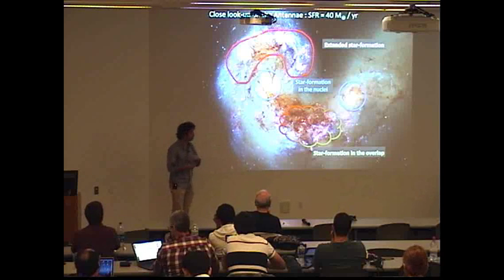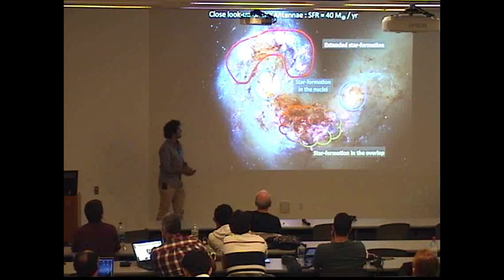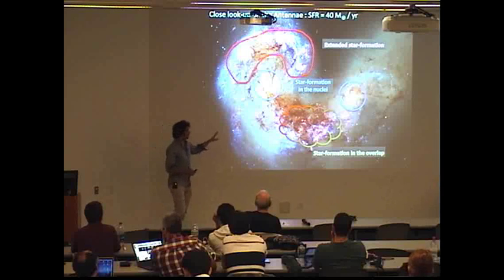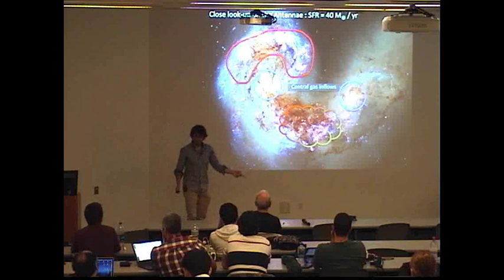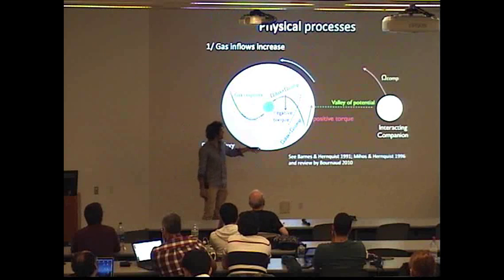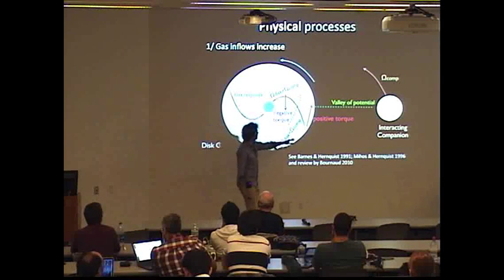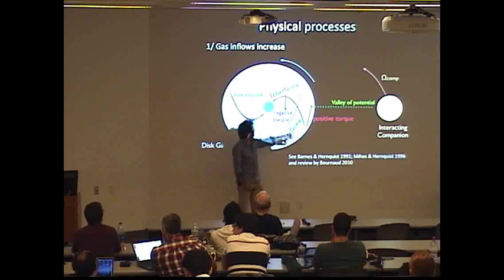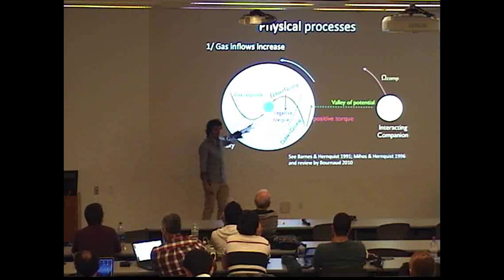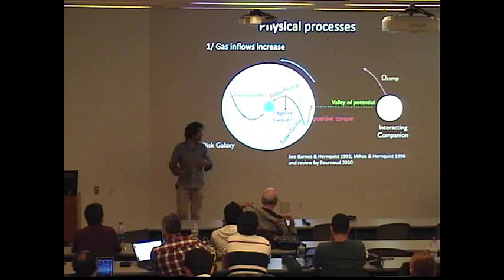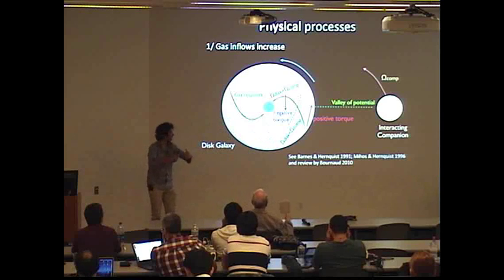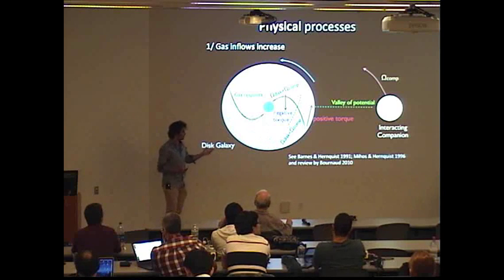You have shocks, you have gravitational processes. I'm going to summarize those processes in only two. Here in the center, you have central gas inflows that are due to the interaction with a companion. Here you have a galaxy, here is a companion, and all the gas inside the galaxy below the co-rotation radius will tend to undergo a negative torque, which will bring the gas to the center where you will form a lot of stars.